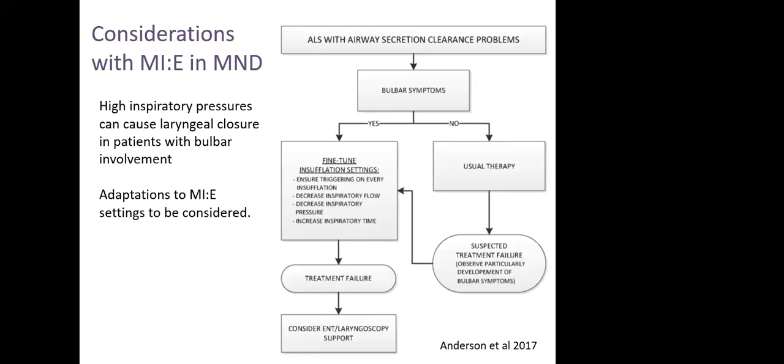That moves on to this next slide around fine-tuning the settings. This is from Tina Anderson, who presented one of the webinars that we've had a look at, and it summarises what you can do in terms of managing laryngeal closure with some of these patients. If you get the patient triggering, reducing the inspiratory flow is something that on the Clearway 2 you can do. On the Clearway 1, which we have, if you increase the inspiratory time and reduce the pressure, then effectively your flow can be reduced.